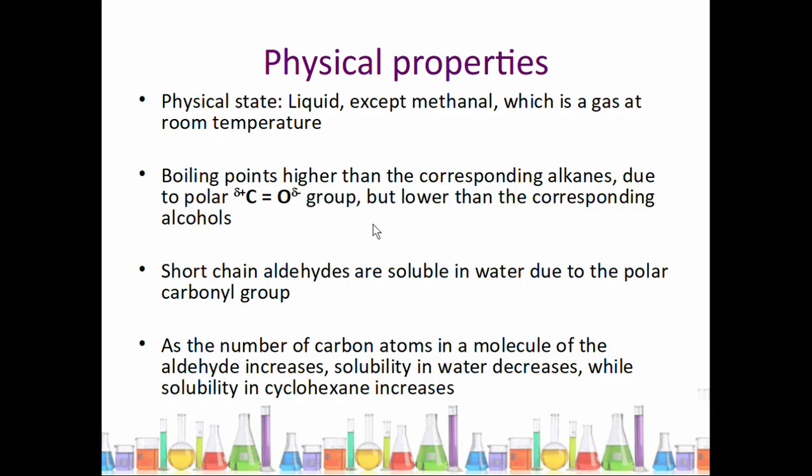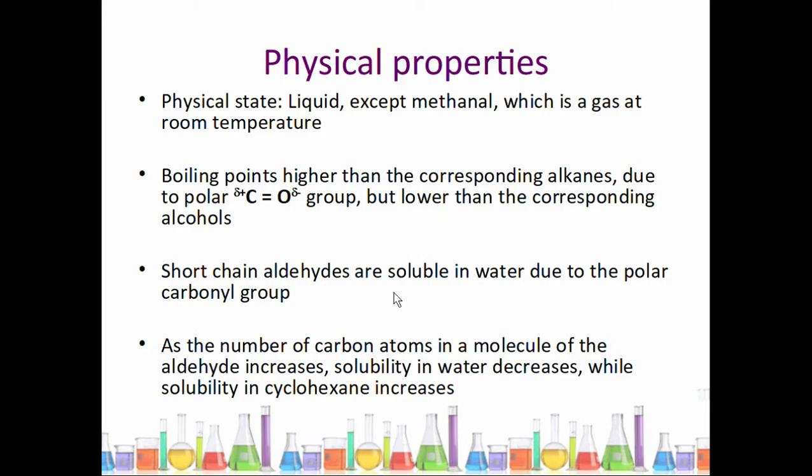The boiling points are higher than corresponding alkanes due to the polar carbonyl group, but they're lower than corresponding alcohols. Now think about what the reason for that might be. The reason is because the alcohol group, the hydroxyl group, sorry, can form hydrogen bonding.